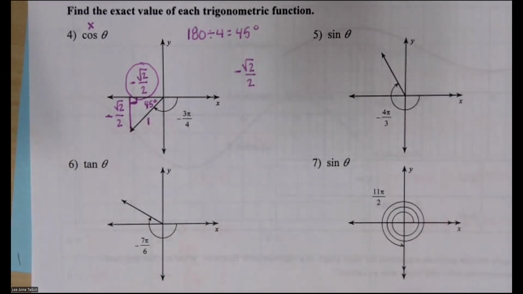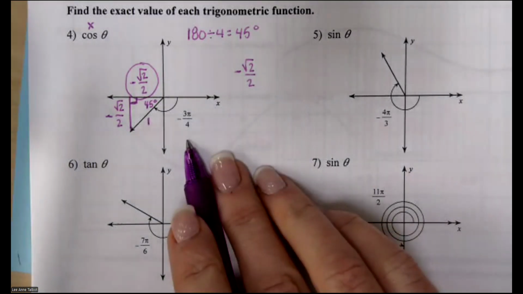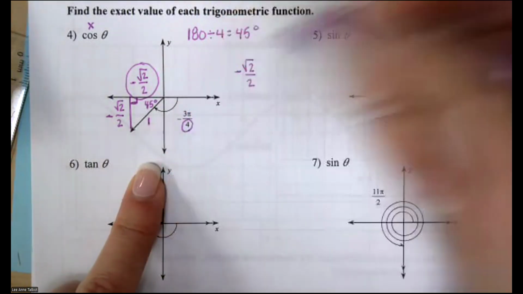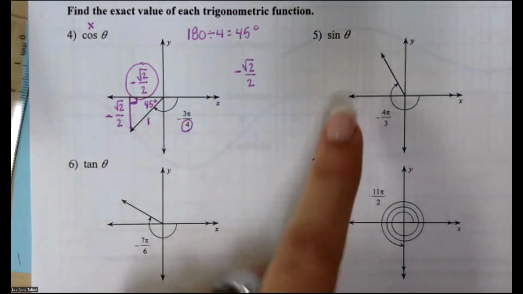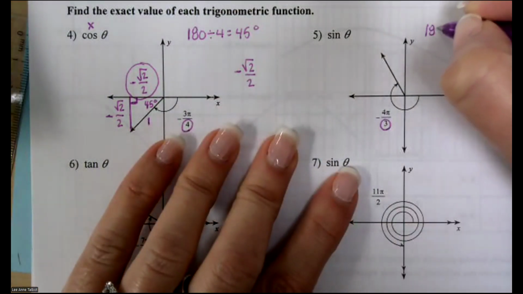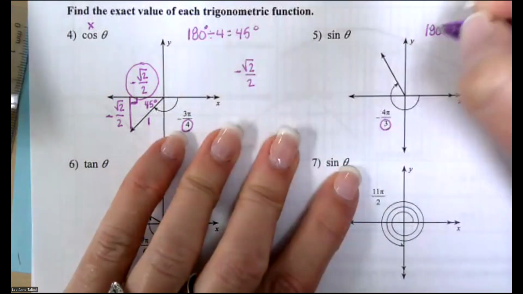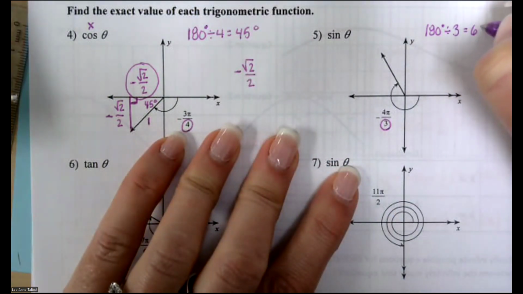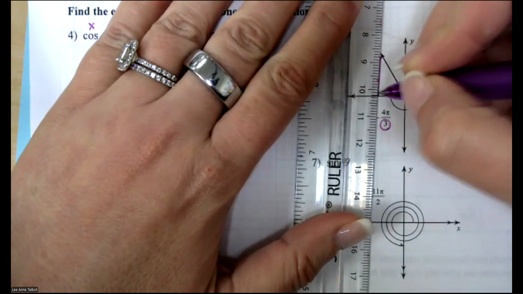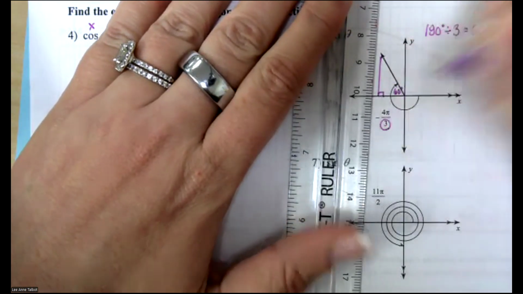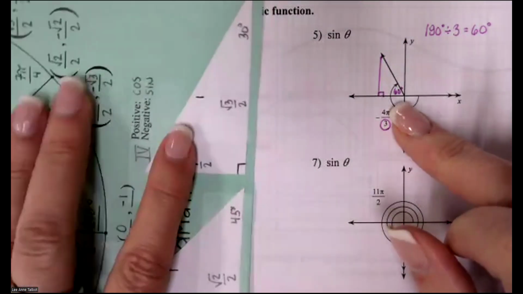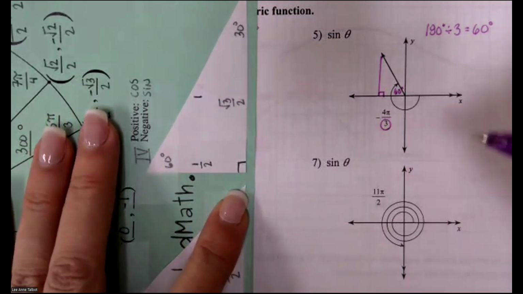Okay. Next one. And if you notice, I'm ignoring this. The only thing I'm using from this problem is the denominator, so I can figure out what kind of triangle I have. So focusing on that, 180 divided by 3 is 60. That means that guy is 60 right there. So I'm going to find my 30, 60, 90 triangle.